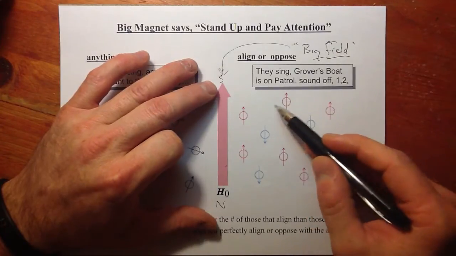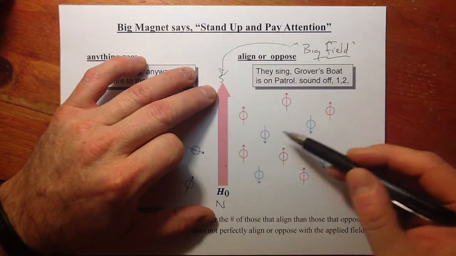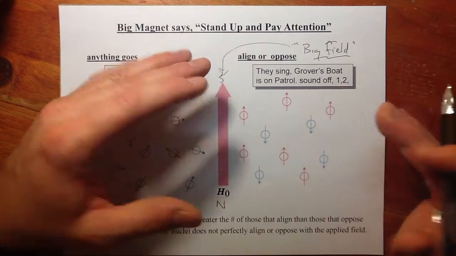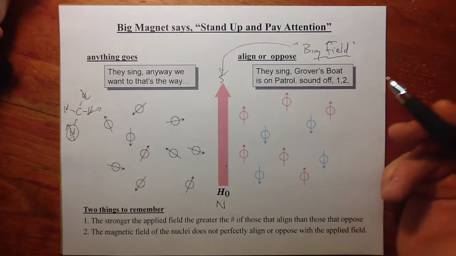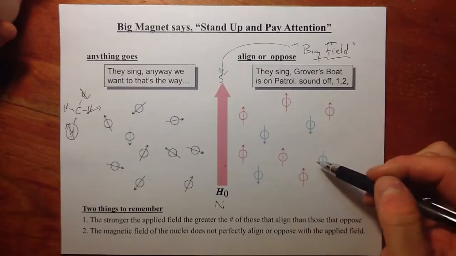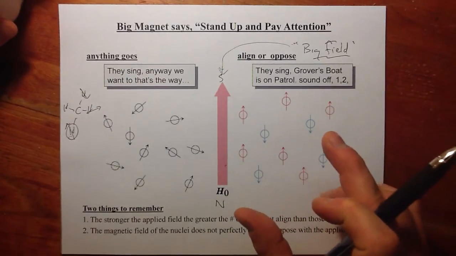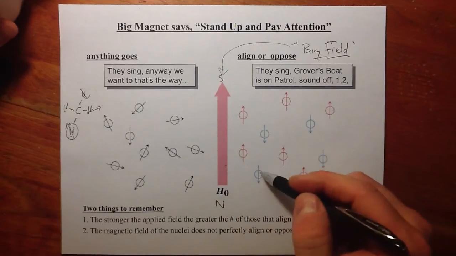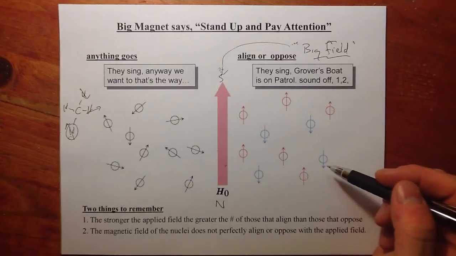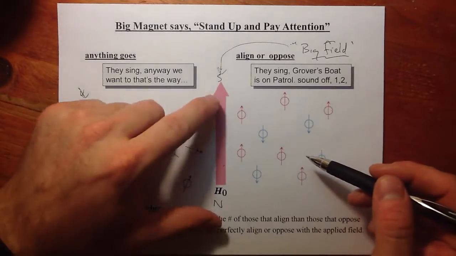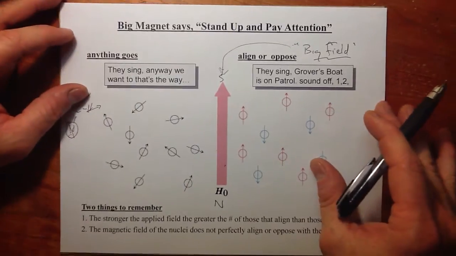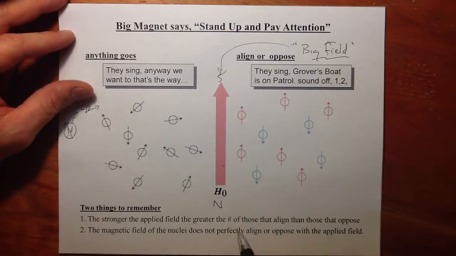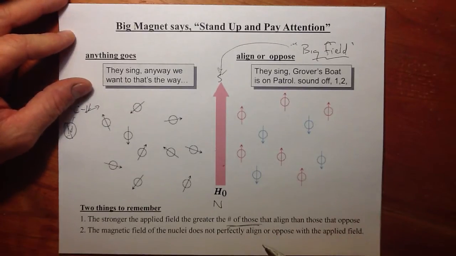So we notice the number 1, 2, 3, 4, 5, 6, 1, 2, 3, 4. It's usually a very, very small favoring of the aligned over the opposed. It's not what you would think, that 80% of them align and 20% of them oppose the field. No, it's a very small difference between how many are aligned with the big field and how many are opposed here in blue. So the strength of the magnet can be increased so that we have greater alignment, or percentage aligned, but it's really a very small number. The stronger the applied field, the greater the number that are aligned over those that are opposed can be.